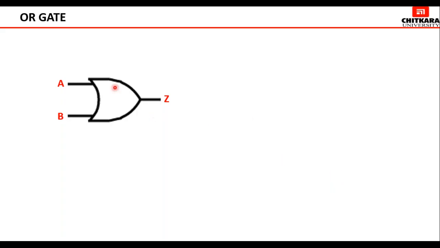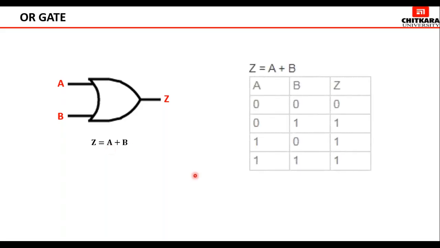So the structure of an OR gate, you can find that there are two input terminals, A and B, and this is the shape of the OR gate, and there is an output terminal that has been determined by the Boolean variable Z, right? What is the symbol for the OR gate? OR gate is Z is equal to A plus B. I told you in the first slide that OR means the operator plus. So whenever we have an OR gate, it means A plus B, right? Now let's look at the truth table.